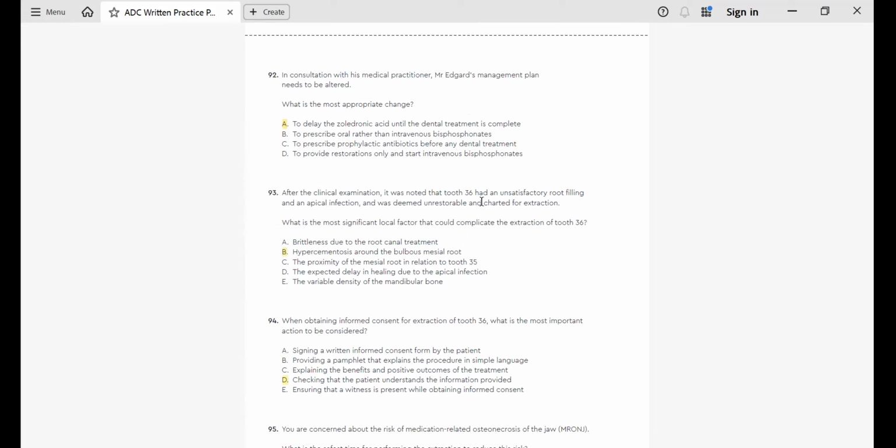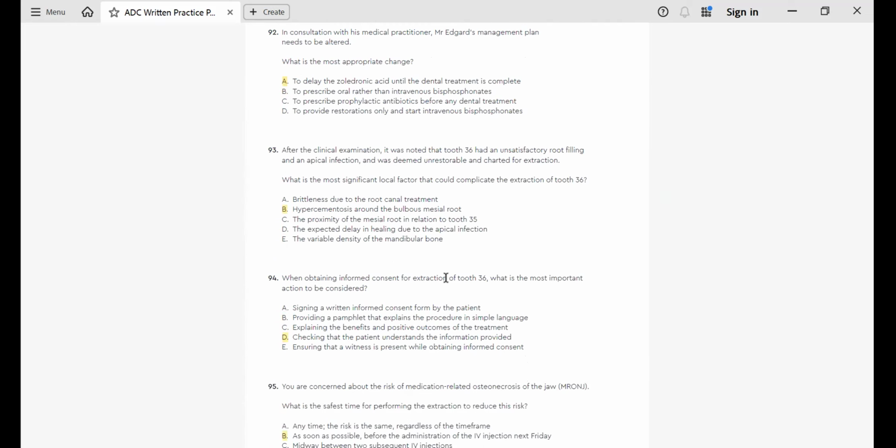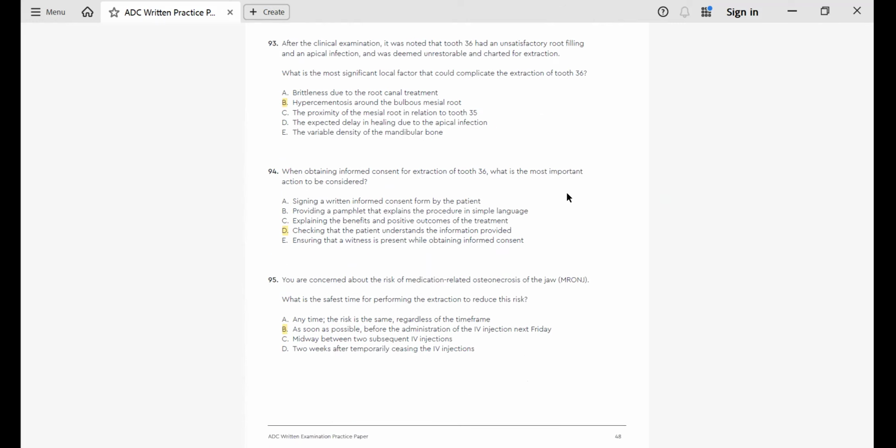Tooth 36, you want to extract. Local factor that could complicate the extraction: hypercementosis, as can be seen in the roots. When obtaining informed consent for extraction of tooth 36, what is the most important action to be considered? Checking that the patient understands the information provided. That's the most important thing.